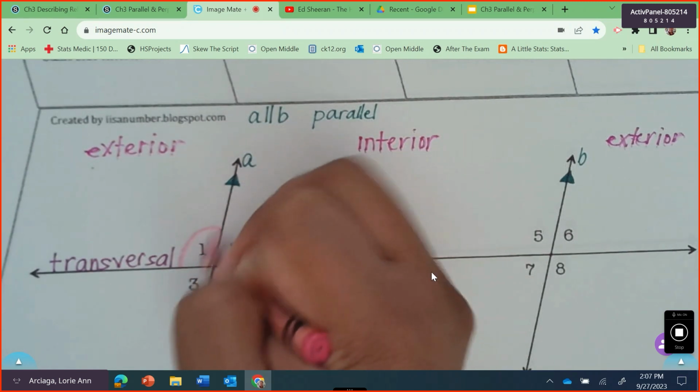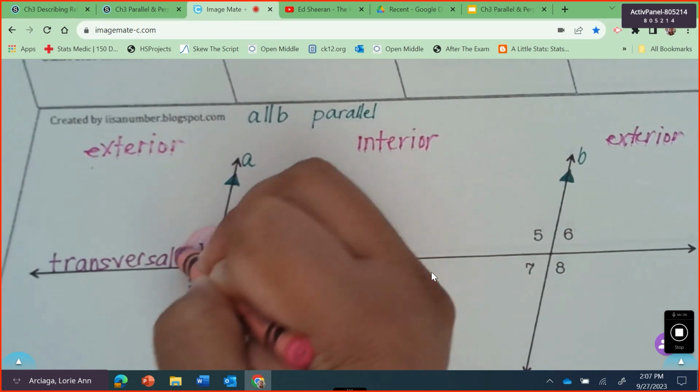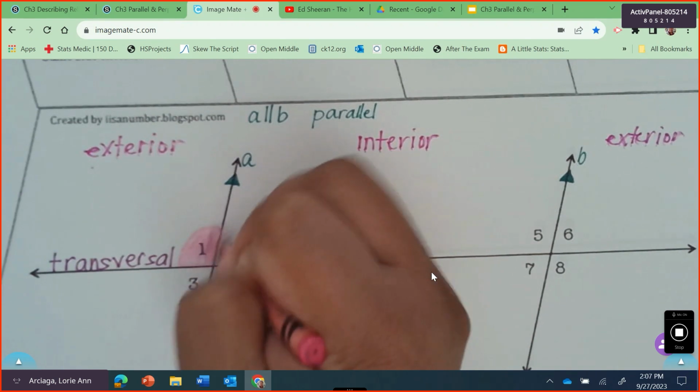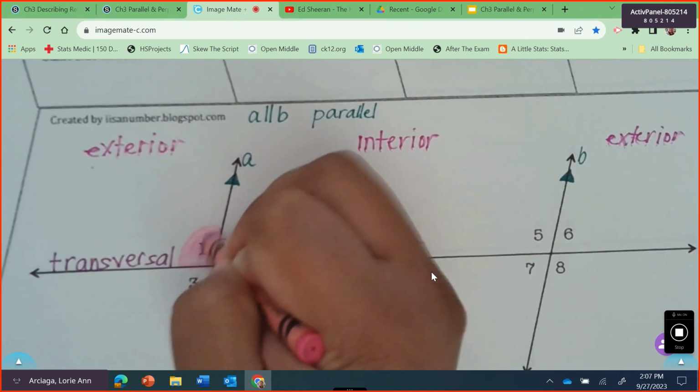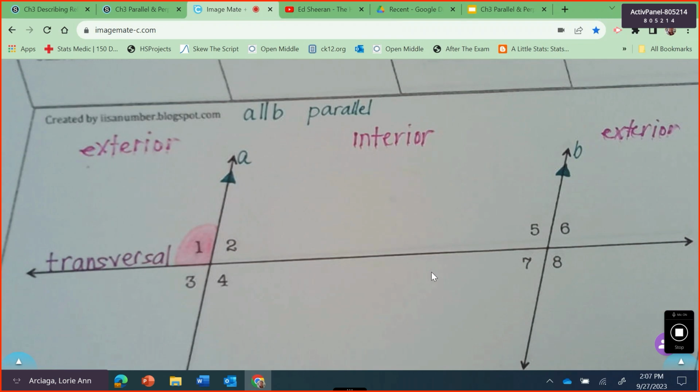Let's color 1. What do you call one? Interior or exterior? Exterior. Okay. So corresponding angles, there must be one outside and there must be one inside. They have to be on the same side of the transversal. So meaning, is one above or below the transversal? It's above. So we have to find an interior that is also above the transversal.